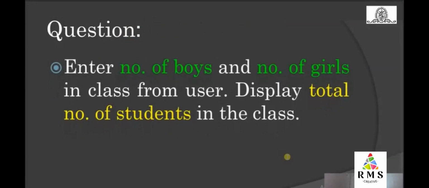Now runtime, let us see the question. Enter number of boys and number of girls in class from user. Display total number of students in the class. Isn't it easy? You're going to use input for entering number of boys and number of girls within the class. Okay, and after that simply addition operation will do, print the result to check whether you are getting the result or not. First of all, you're going to try this by your own, and after that you're going to see the solution.